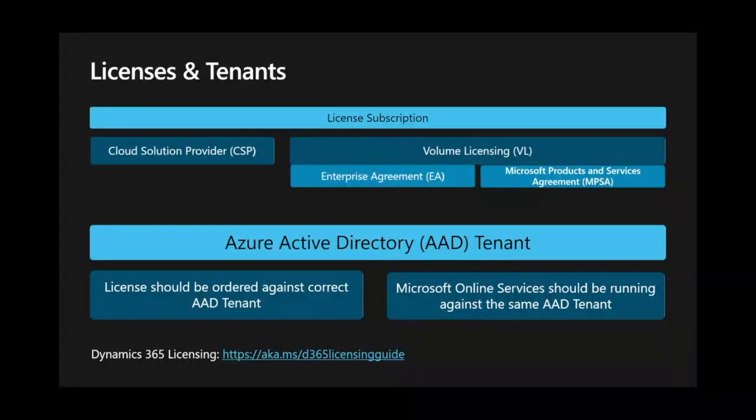CSP is a partner-centric option to buy the license, and volume licensing enterprise agreement is through volume licensing resellers such as SoftwareOne. No matter how you buy the license, you must arrive at a state where you have an active license subscription on the correct tenant. And we will hit on the tenant piece also in coming slides.